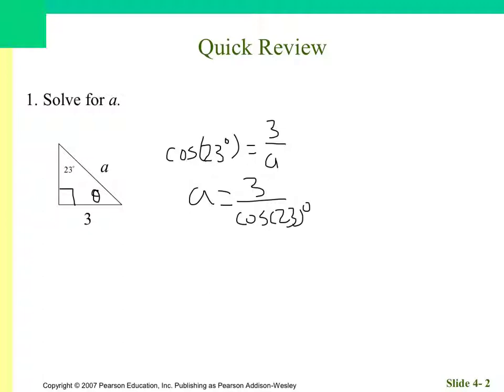So just make sure your calculator is in degrees. 3 divided by the cosine of 23. A is 3.26. Okay?